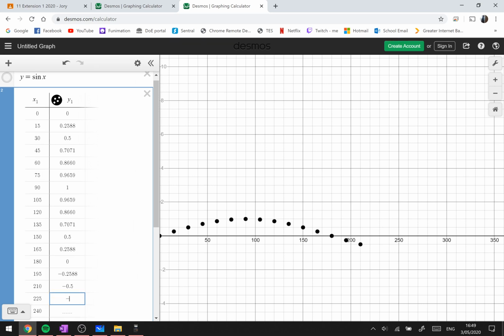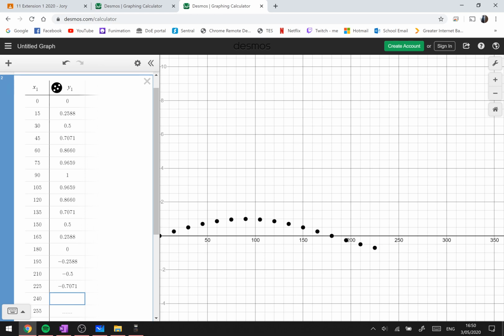Except the negative versions. So let's put these ones in. So 0.7071. Okay, 240 is going to be negative 0.8660. Okay, 225 is going to be negative 0.9659. Okay, negative 270 is just negative 1.